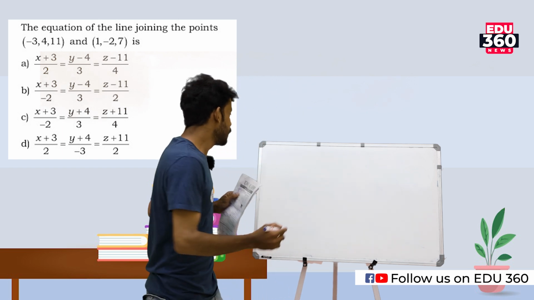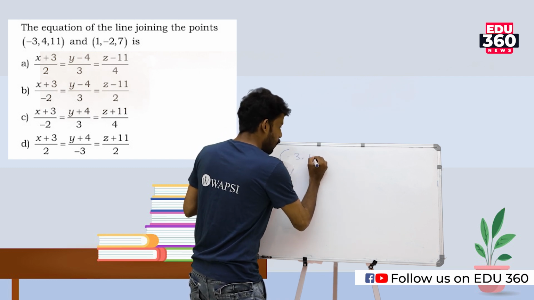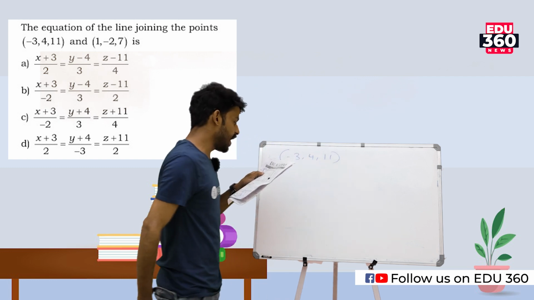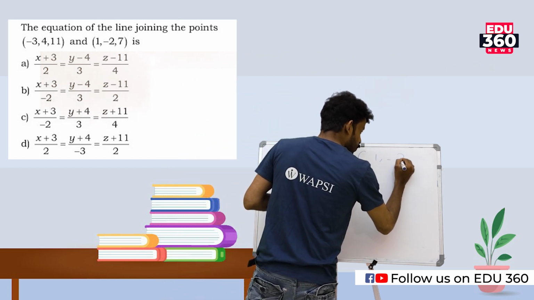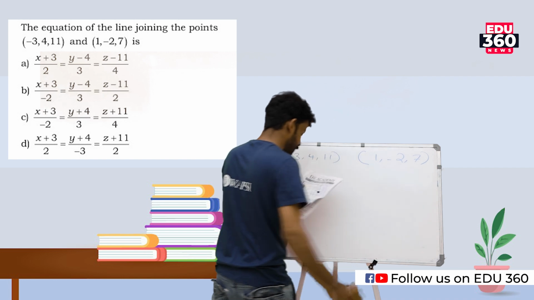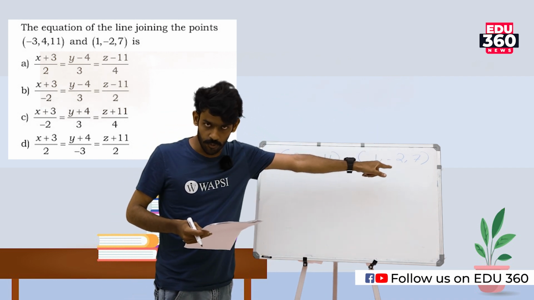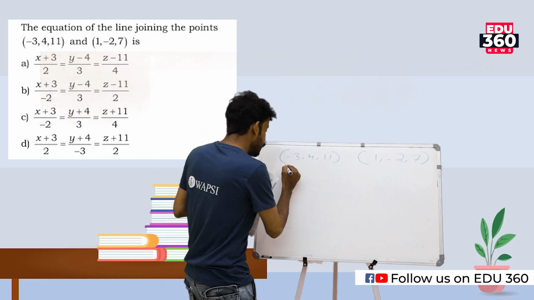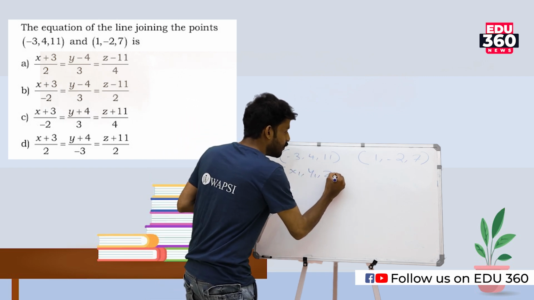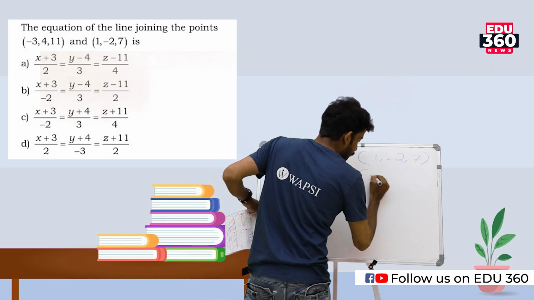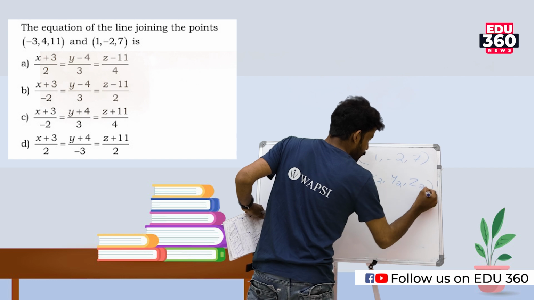First of all, we can write the first point. The first point is (-3, 4, 11), and the second point is (1, -2, 7). We need to find the equation of the line joining these 2 points. First of all, we can name the first point x1, y1, z1, and the second point x2, y2, z2.